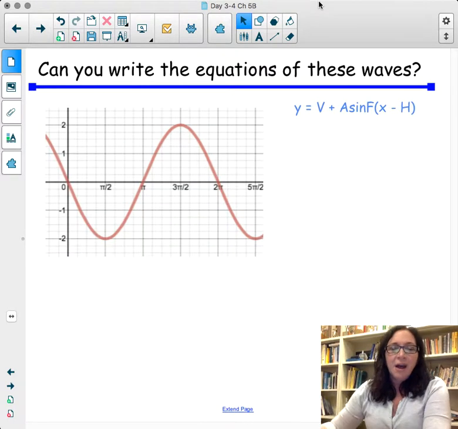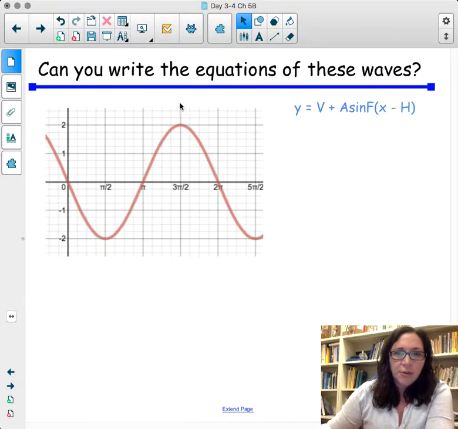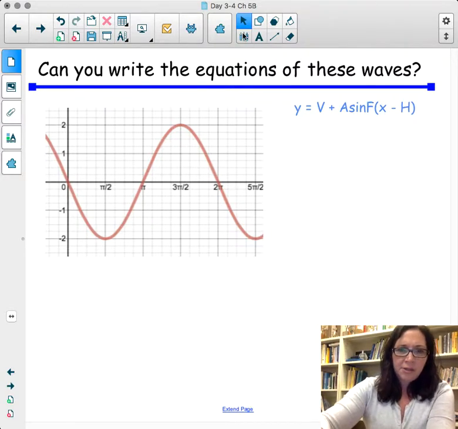Okay, anyway. All right, so let's start with this graph here. So write the equation of this wave right here. Did I just do that?